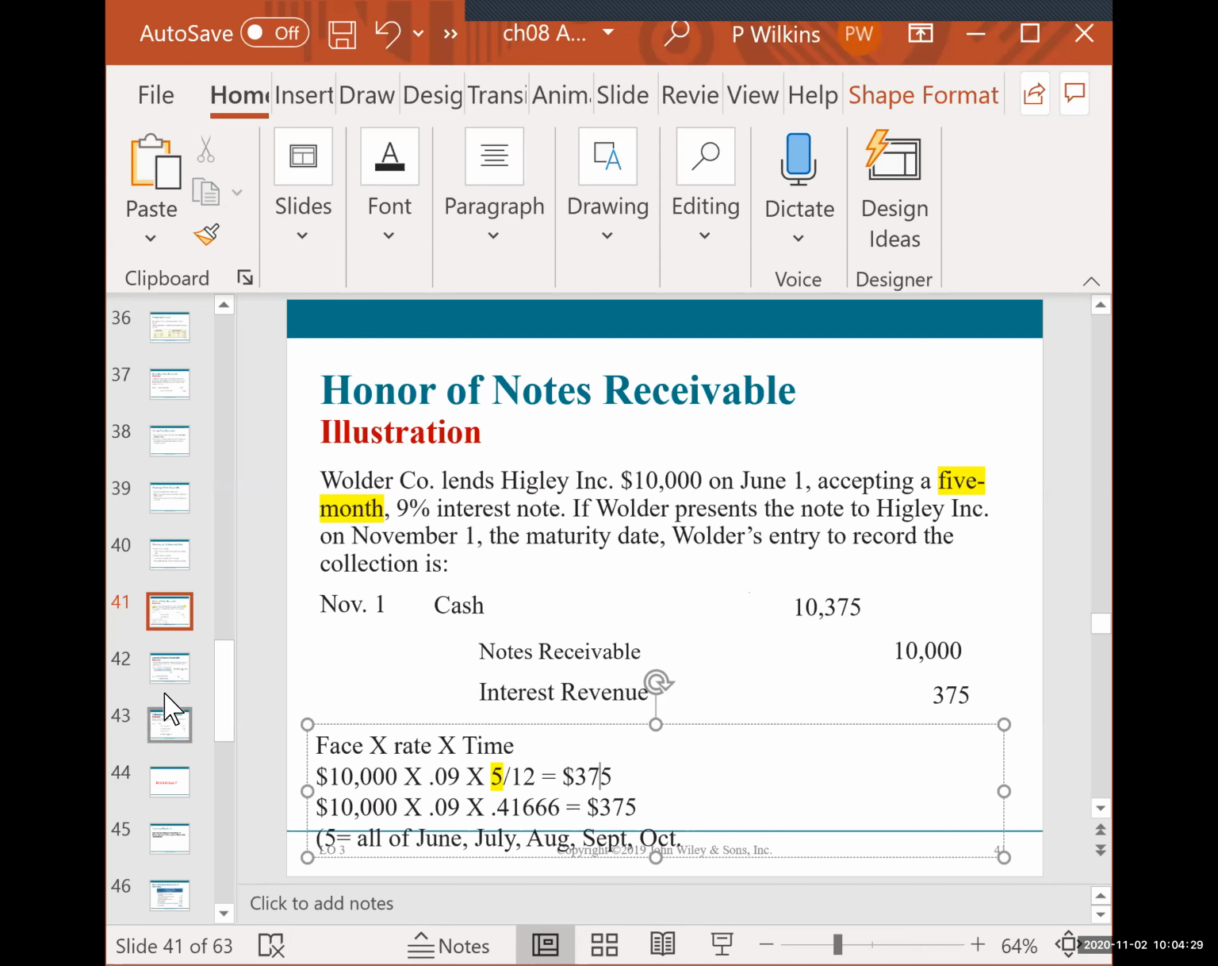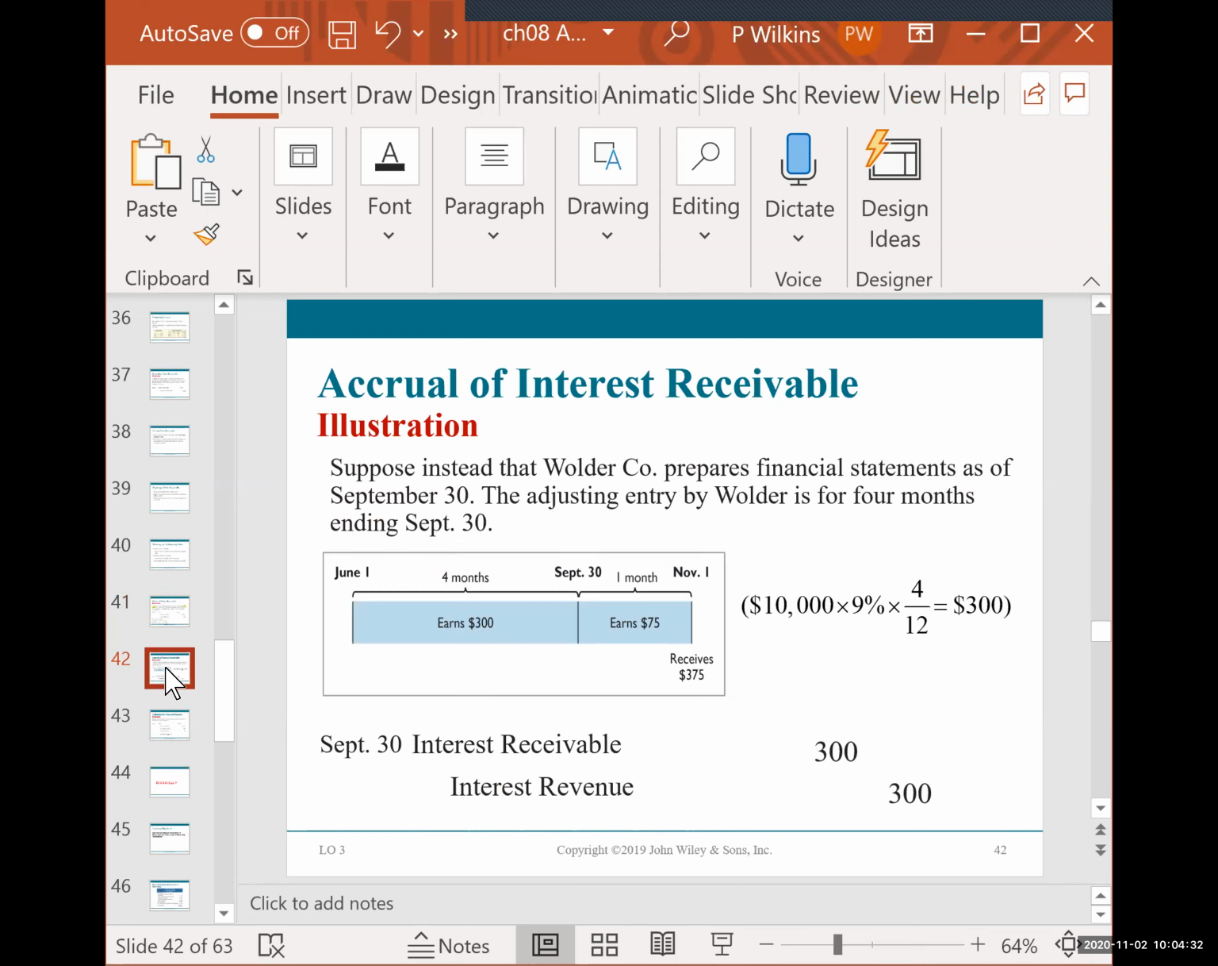Now let's go to the next slide. In the next slide here, suppose instead that Wolder Company prepares financial statements as of September 30th. The adjusting entry for Wolder is for 4 months ending September 30th. So they're doing an adjusting entry for the interest. Whenever you're doing an adjusting entry for the interest, you ask yourself, when was the last time interest was done? If they don't tell you, you assume it's never been done. Now, in the real world, you would do it every month, but in these problems, they're not going to be that way. So it doesn't tell us, so we assume it's never been done.